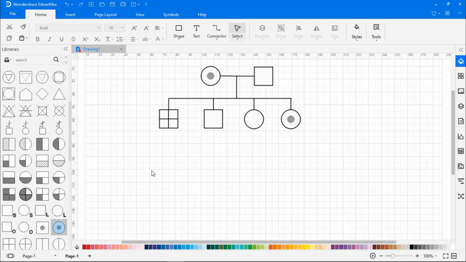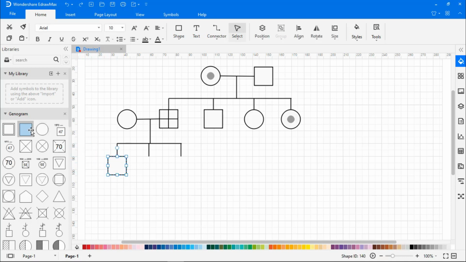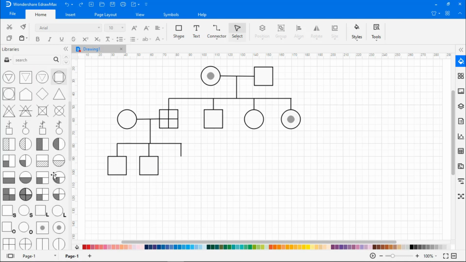Now, let's see what happens when a normal female marries an affected male and has children. The first male child is normal. The second male is also normal, since sons only receive Y genes from their father. The third female child will be a carrier because of inheriting a recessive X gene from her father.